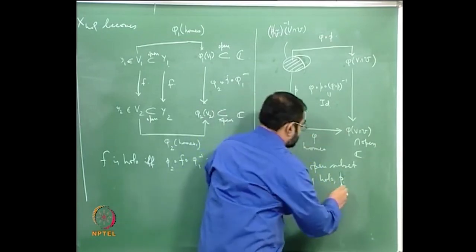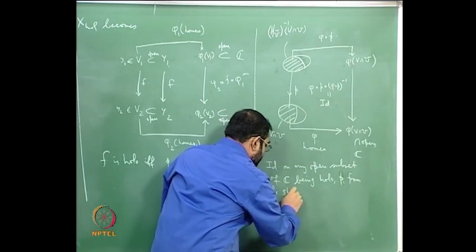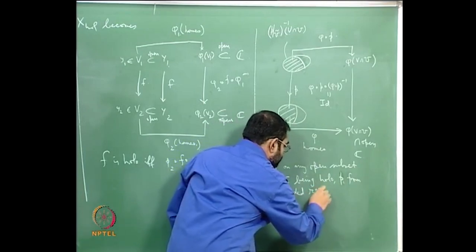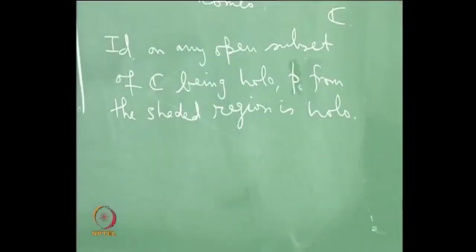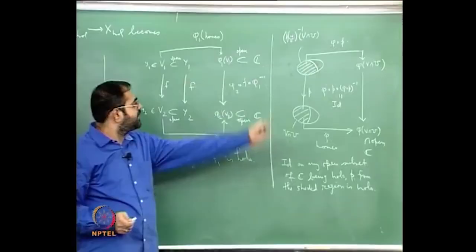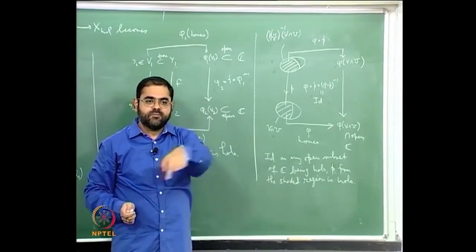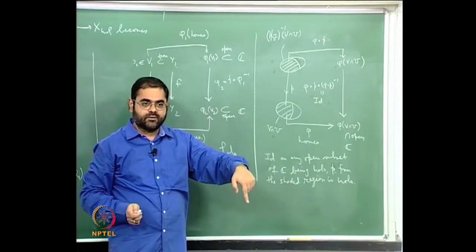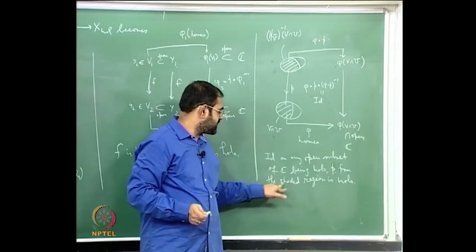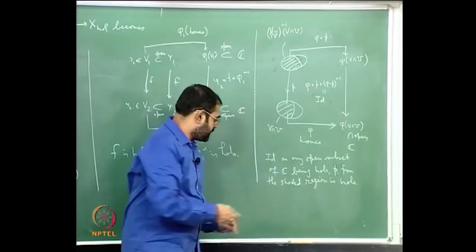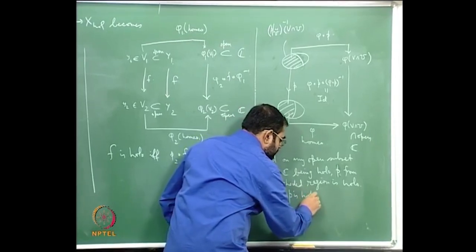P from the shaded region is holomorphic. Okay, all right. But I can cover the space above by such shaded regions. So P will be holomorphic everywhere. To check something is holomorphic, I have to check only on a cover. So P restricted to the shaded region is holomorphic, and that will imply that P is holomorphic.